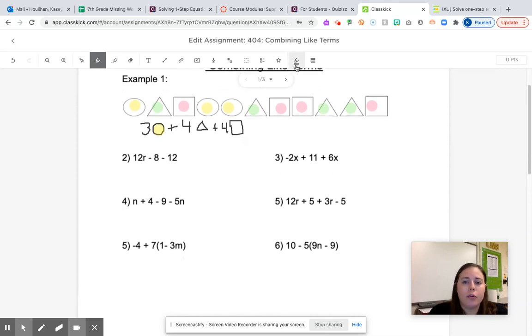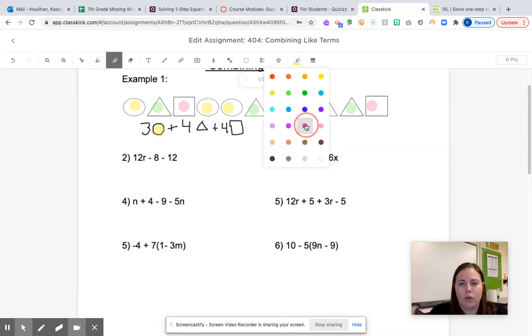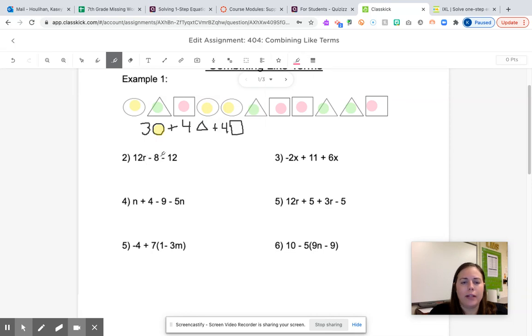Okay, I'm going to go through and highlight your thing. Well, let's just do one together first. Okay, so I have 12r minus 8 minus 12. I have something with an r, but I don't have anything else with an r. I have a negative 8 and a negative 12, and neither one of those has a variable. They don't have an r. So I can put negative 8 and negative 12 together. So I'm going to highlight those. We can put those together.